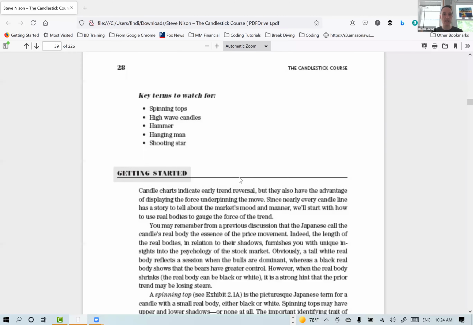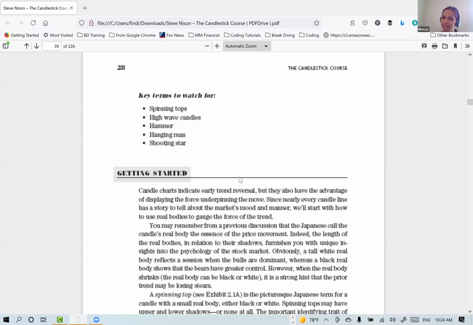Okay, so spinning tops, high wave candles, hammer, hanging man, shooting star. I had a piece of paper here. Let's see if here, I do. I got it. Awesome. So a spinning top means indecision. And a spinning top simply means it's a very tiny real body. And it basically means that there's indecision, because the price isn't going up or down during that period, so people don't know what to do.